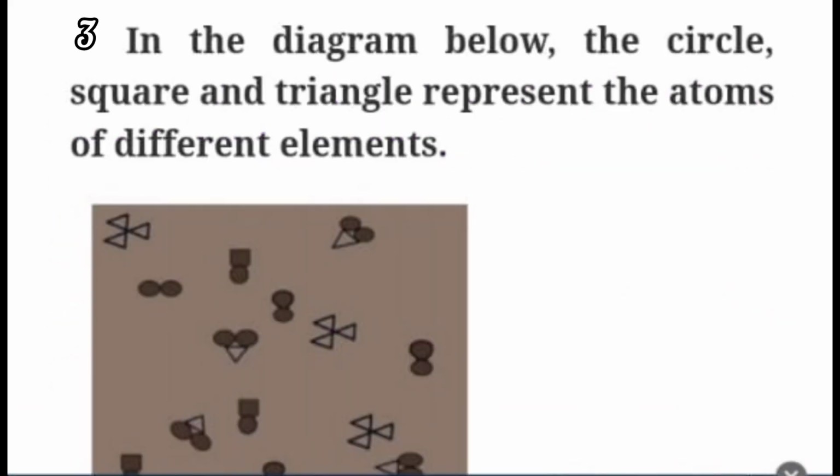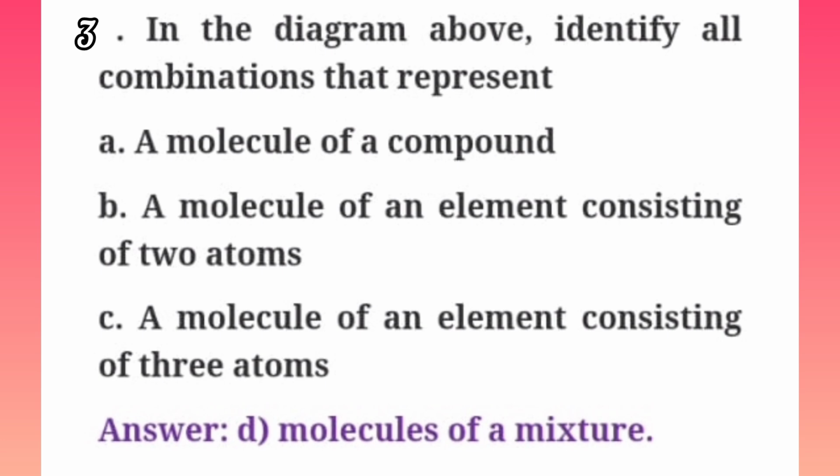Third question, in the diagram below, the circle, square and triangle represent the atoms of different elements. In the diagram above, identify all the combinations that represent option A, a molecule of a compound, B, a molecule of an element consisting of 2 atoms, C, a molecule of an element consisting of 3 atoms. Answer D, molecules of a mixture.